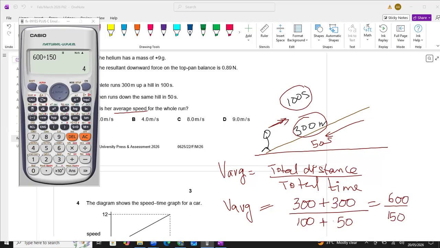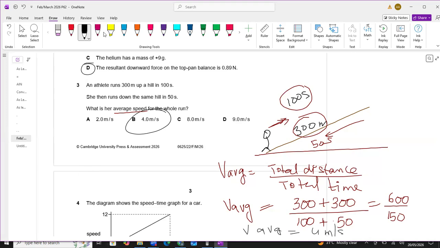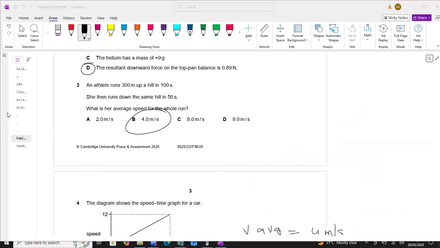So what are we getting? We are getting the average speed 4 meter per second. So average speed is 4 meter per second, students. So it means B is the correct answer. Did you understand this question, everyone? Remember, beta, to calculate average speed, we will always take total distance divided by total time. Now I am going to clear the screen and move towards the next question.